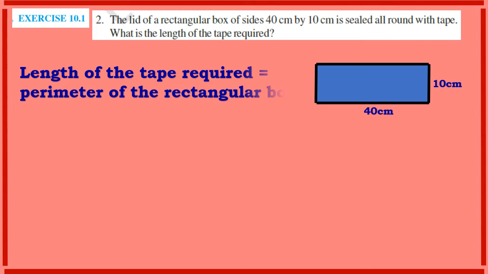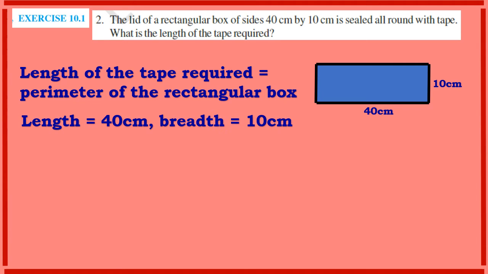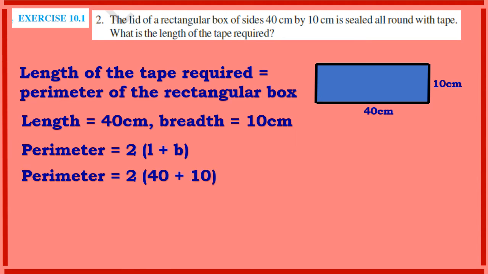So let us find the length of the tape required, equal to the perimeter of the rectangular box. The length and breadth of the rectangular box are given. So what's the perimeter? 2 into L plus B. So 2 into 40 plus 10, 2 into 50, which is equal to 100 centimeters. So 100 centimeter of tape is required.